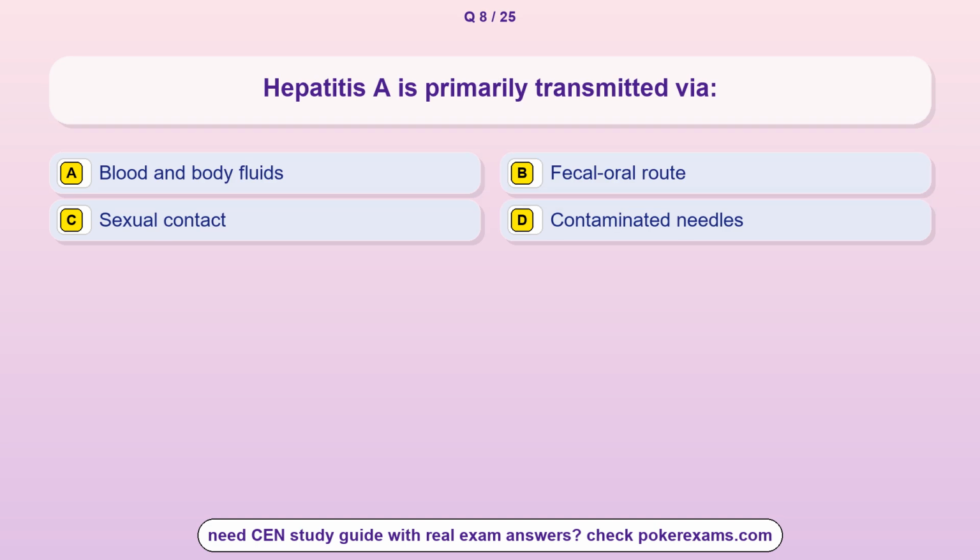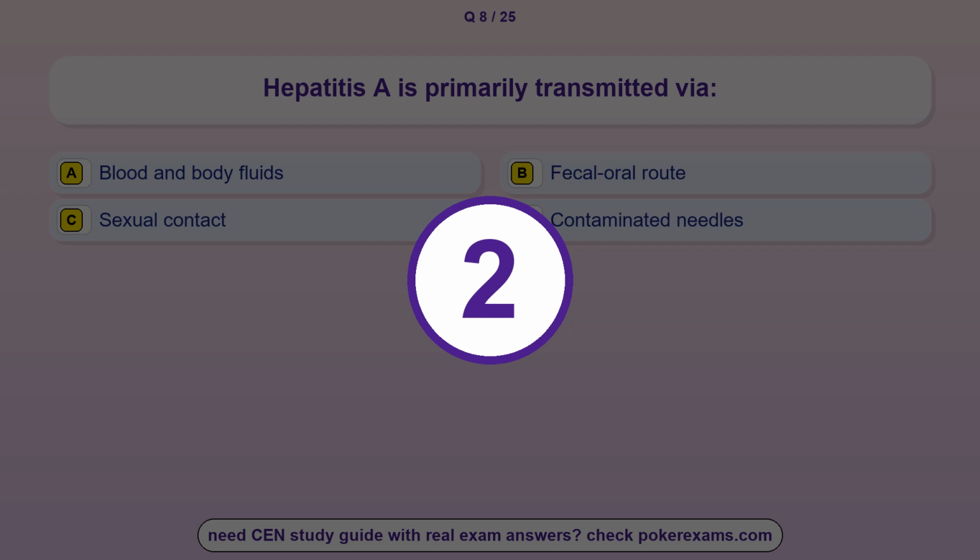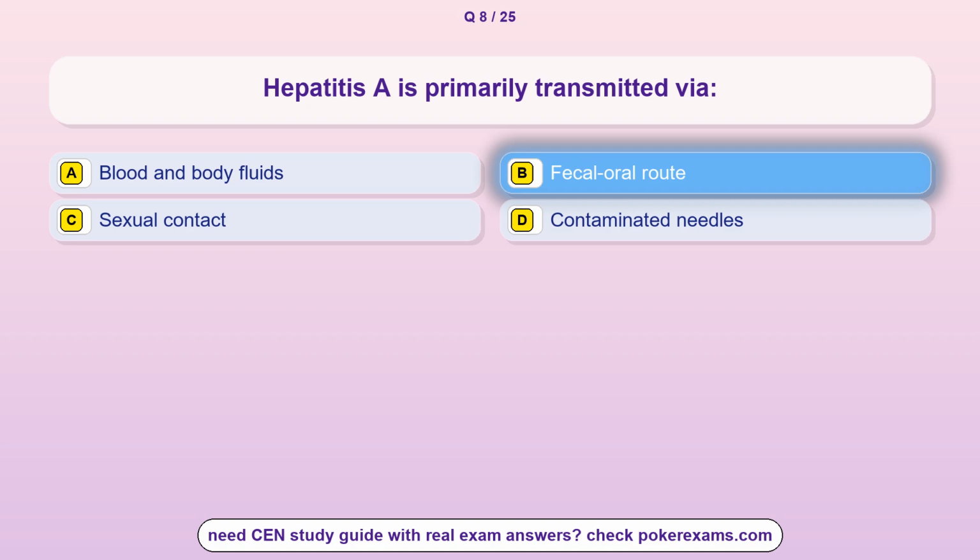Question 8. Hepatitis A is primarily transmitted via: Option A, blood and body fluids. Option B, fecal-oral route. Option C, sexual contact. Option D, contaminated needles. The correct answer is option B, fecal-oral route.